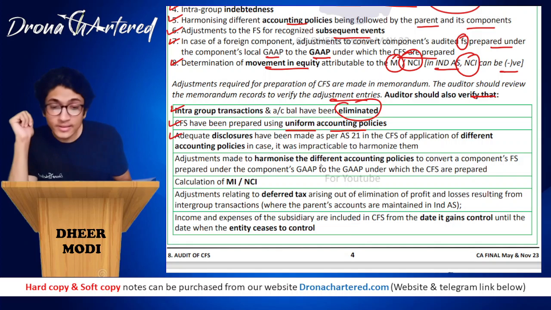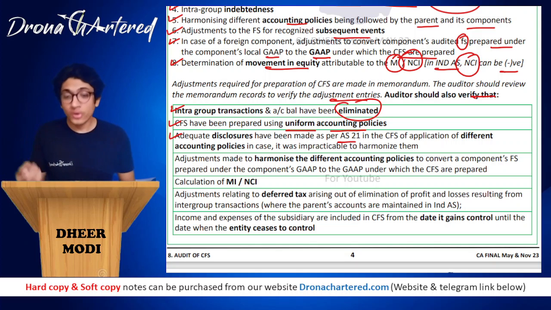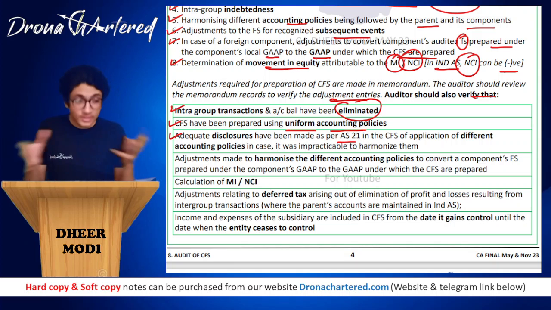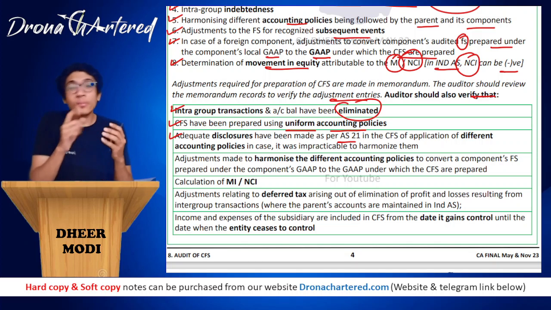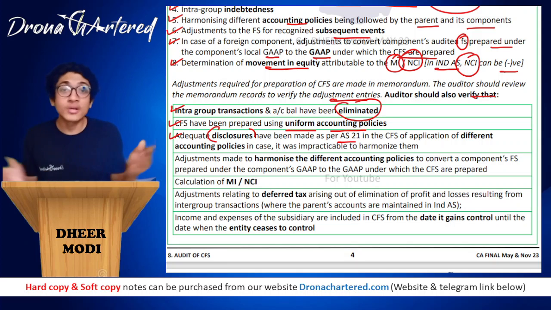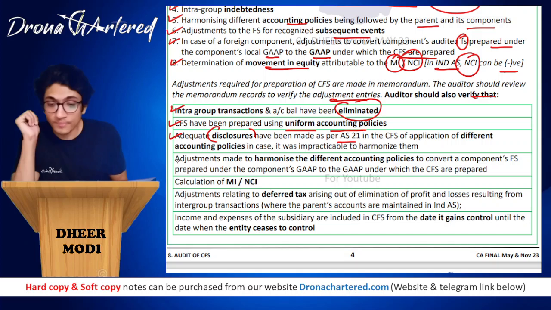Next, adequate disclosures have been made as per AS 21 in the CFS of application of different accounting policies, in case it was impracticable to harmonize them. That means both these components are using different accounting policies and it is not practical to bring them both to a common accounting policy. In such a case, you will have to give a disclosure that I have consolidated both of these, but both of these follow different accounting policies.